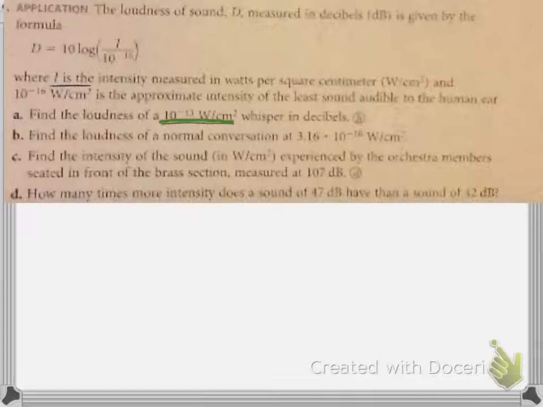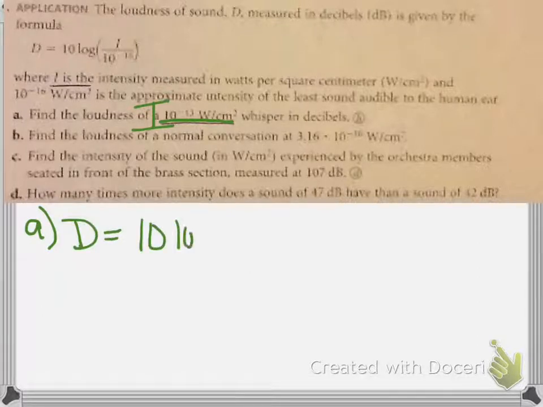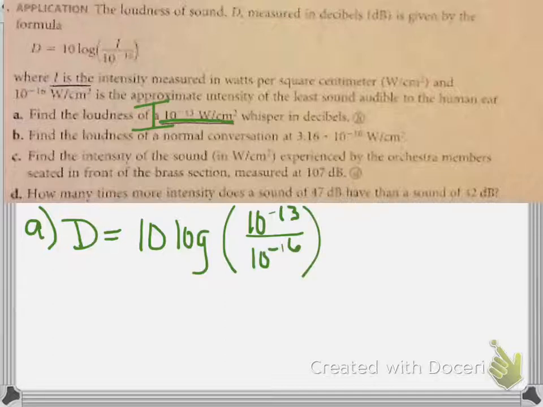So 10 to the negative 13 is our I here. So I'm going to plug that in for I in the equation. So for A, you're just going to have D equals 10 times the log of 10 to the negative 13 over 10 to the negative 16. So simplifying here, this equals 10 times the log.